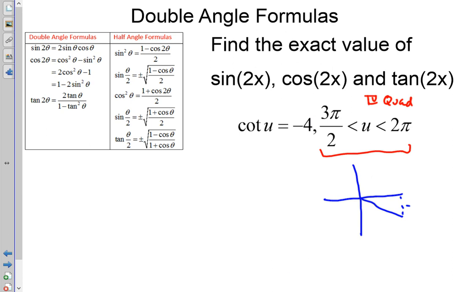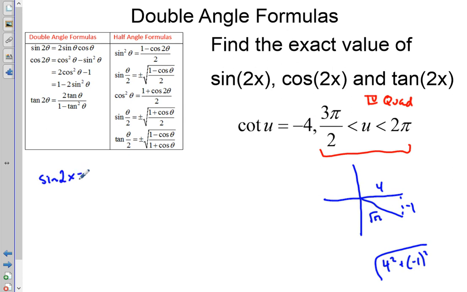All right, 4 over -1. And then if we want to figure out this hypotenuse, we have 4 squared plus -1 squared. Take the square root, and so that would be the square root of 17. Square root of 17. Okay, so that's our values. That's our triangle.